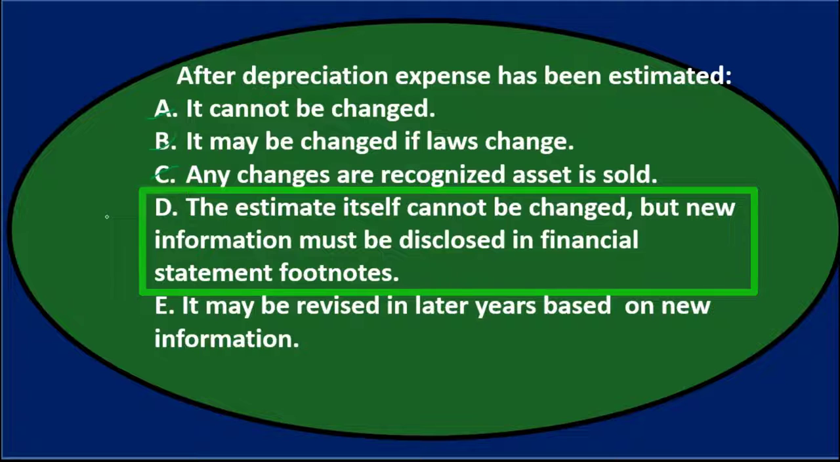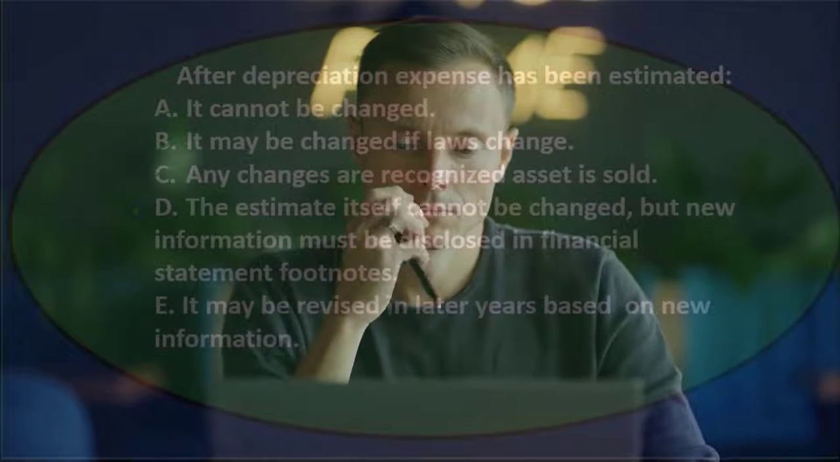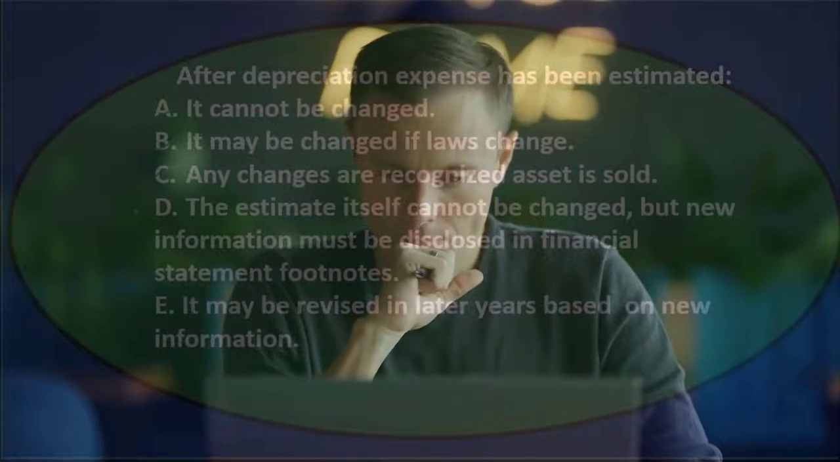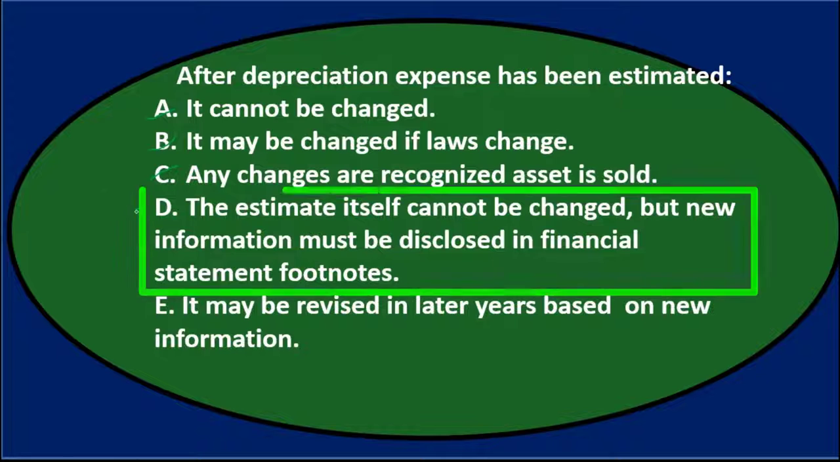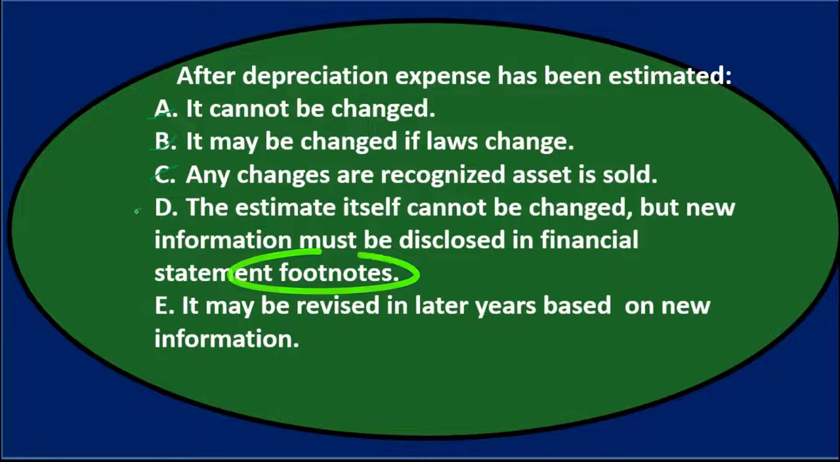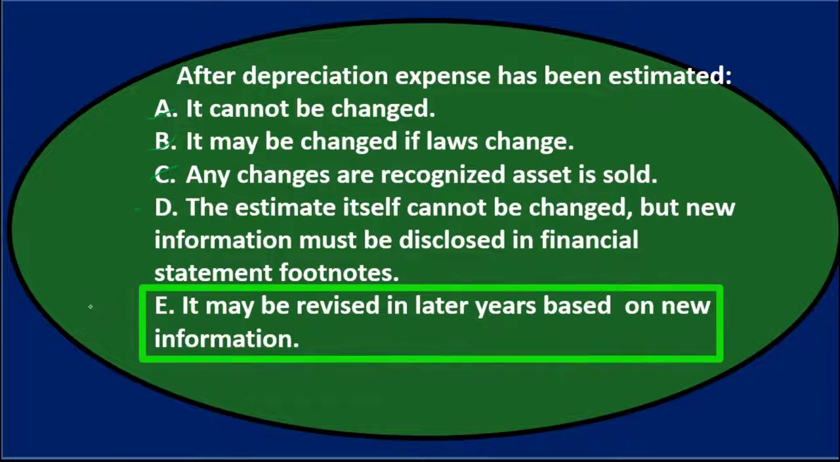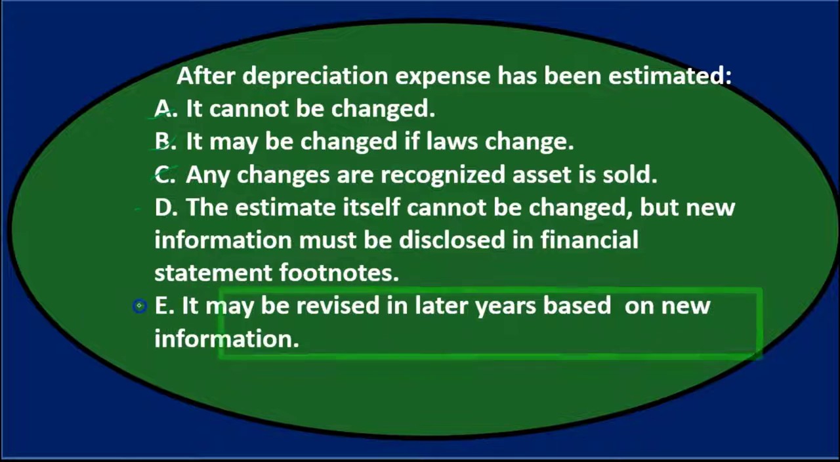D says the estimate itself cannot be changed, but new information must be disclosed in financial statement footnotes. Now, that seems fairly reasonable to me, because obviously we might say we can't change it now because we've already been running on this estimate, and therefore we'll just put a footnote saying, hey, we think we have a better estimate based on new information, and not make the change. So I'll leave that for now. E says it may be revised in later years based on new information. If we didn't really know, I would think that these two would be the most reasonable choices.